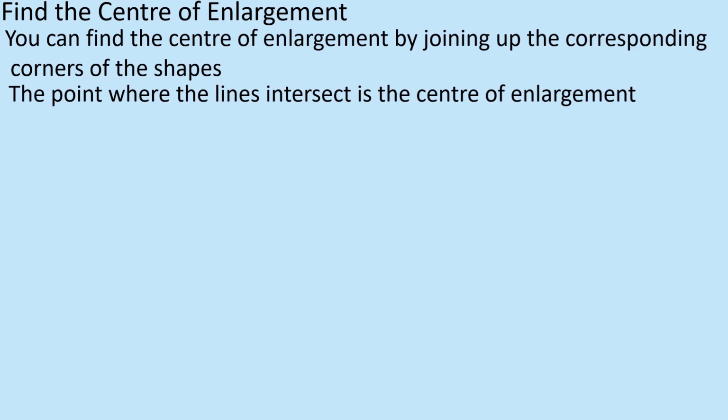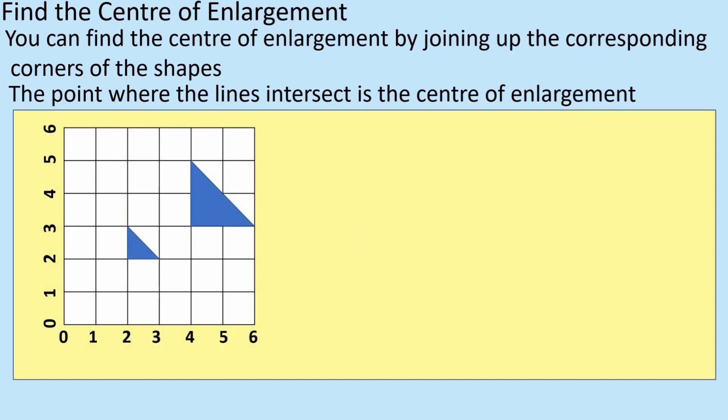When you're looking for the centre of enlargement, you're probably going to be given 2 shapes, and from there you need to figure out where it actually starts from. It's not going to tell you anything other than the images that you've currently got. The point where the lines intersect is the centre of enlargement. So you're going to take each corner of each shape and draw a line down to the centre, and that's where it's going to be. That one's relatively straightforward.